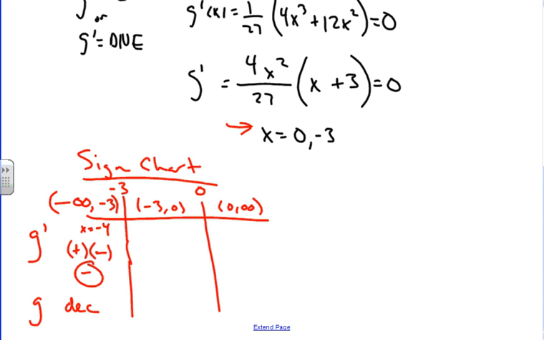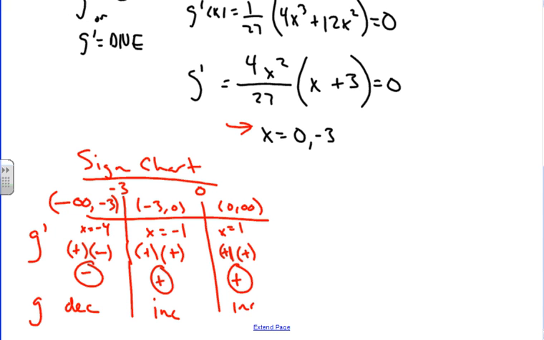Over here, I'm going to plug in a value like -1, something easy. If I plug in -1, once again, I'll have a positive value. I plug in -1, I'll get another positive value. And so what I have is positive, positive, which makes g prime positive, which makes g increasing on that interval. I plug in a 1, and I get a positive value, and I get another positive value. So once again, I have a positive, and that's going to be increasing.